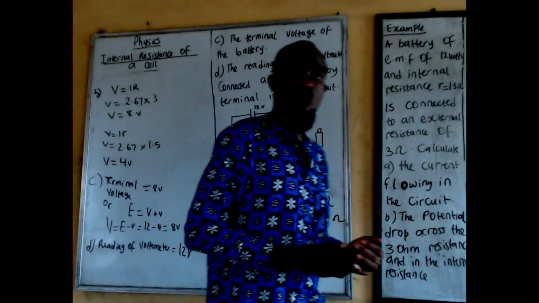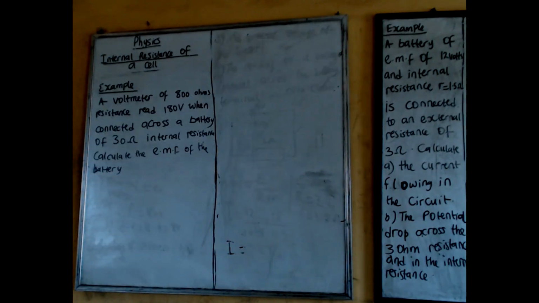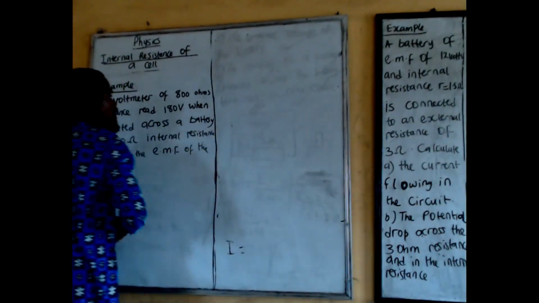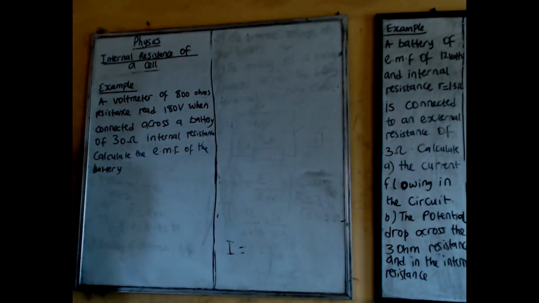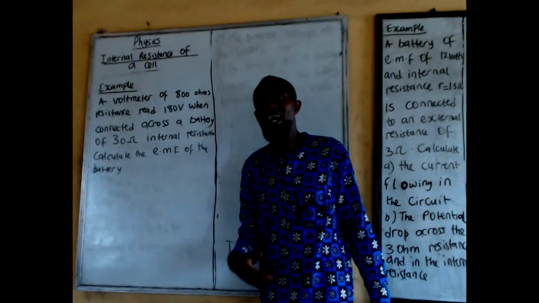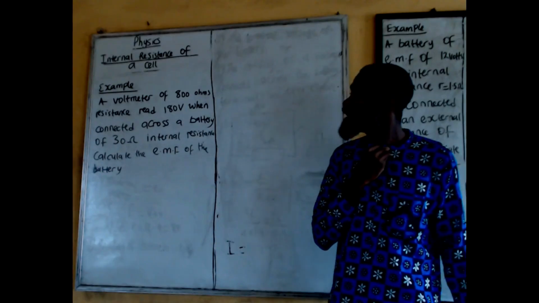Let's take one question under this. So this question says a voltmeter of 800 ohms resistance. So the resistance of the voltmeter is 800 ohms.